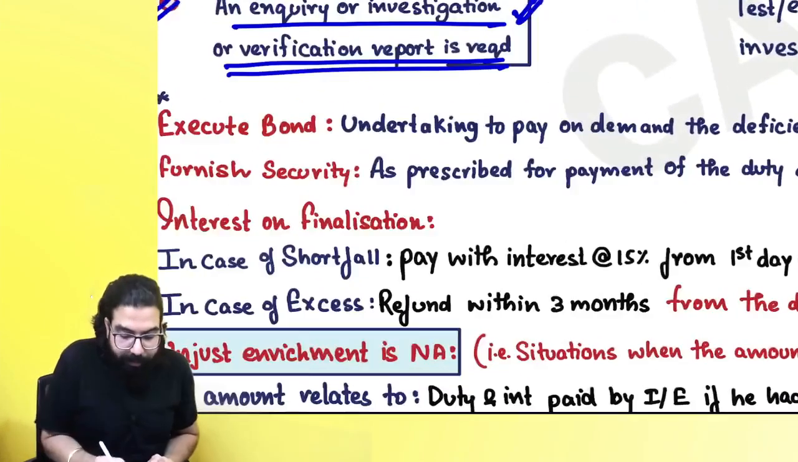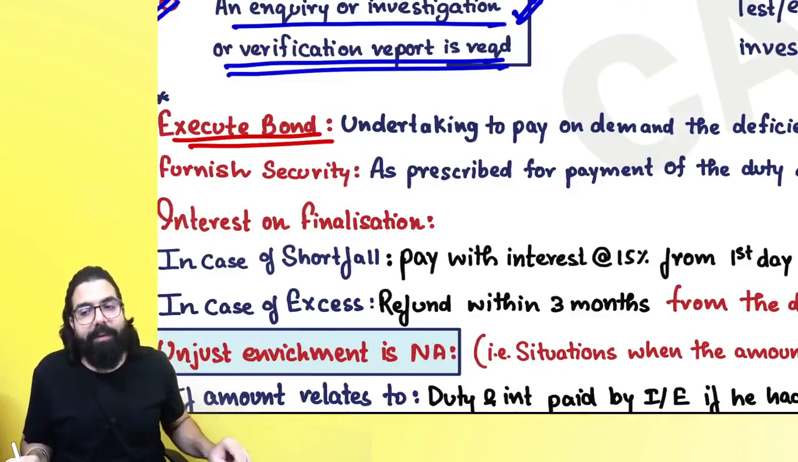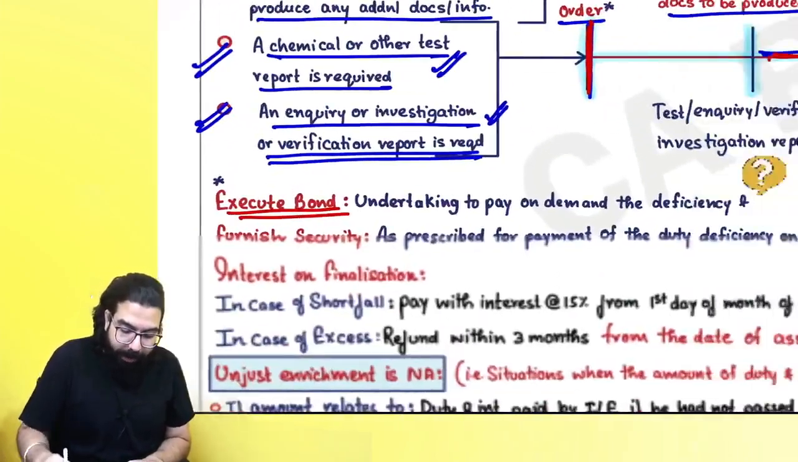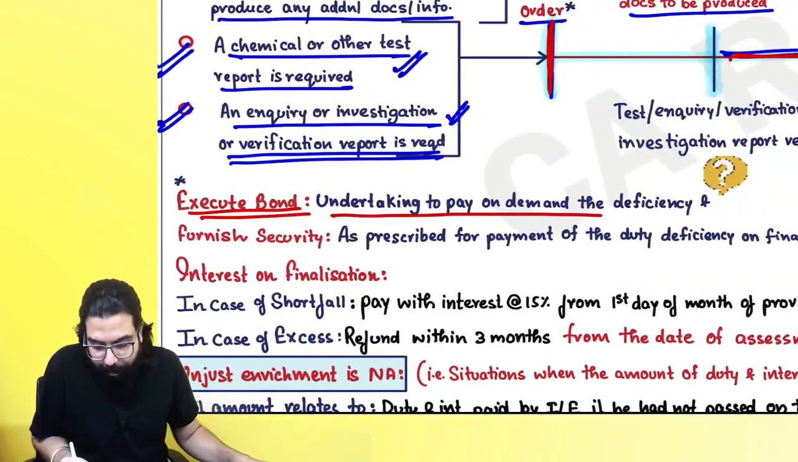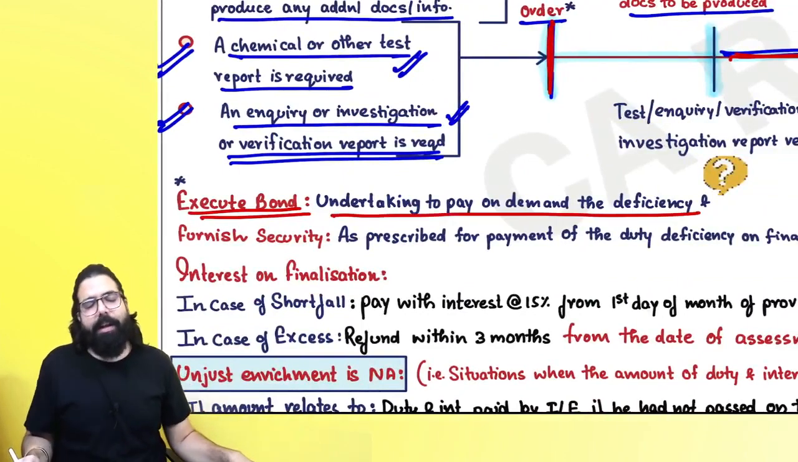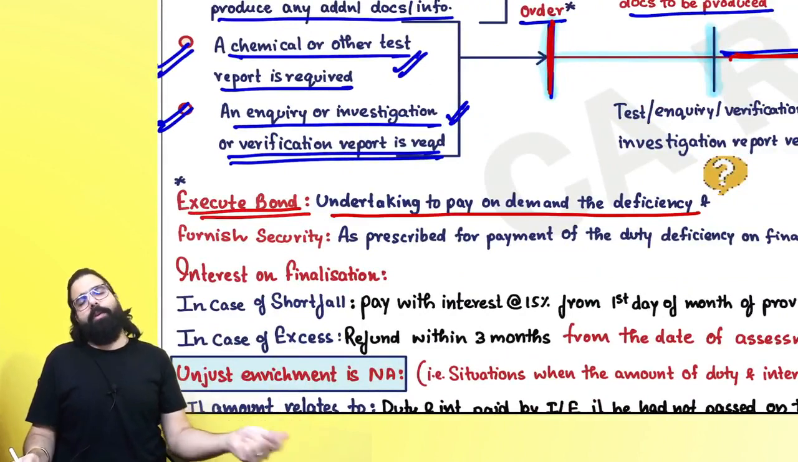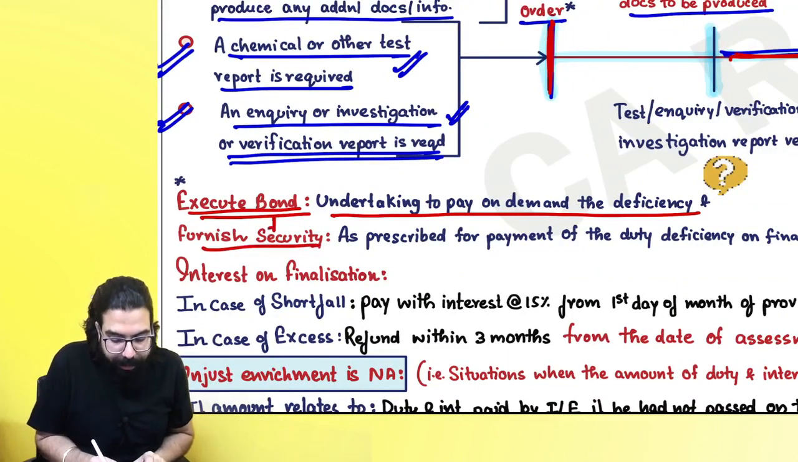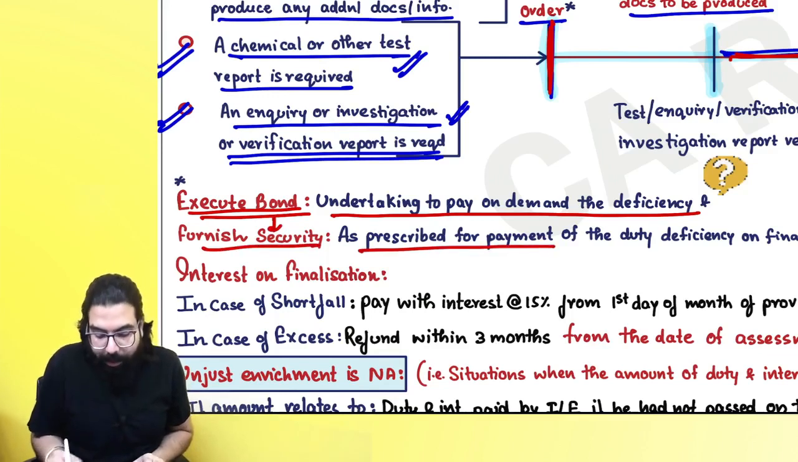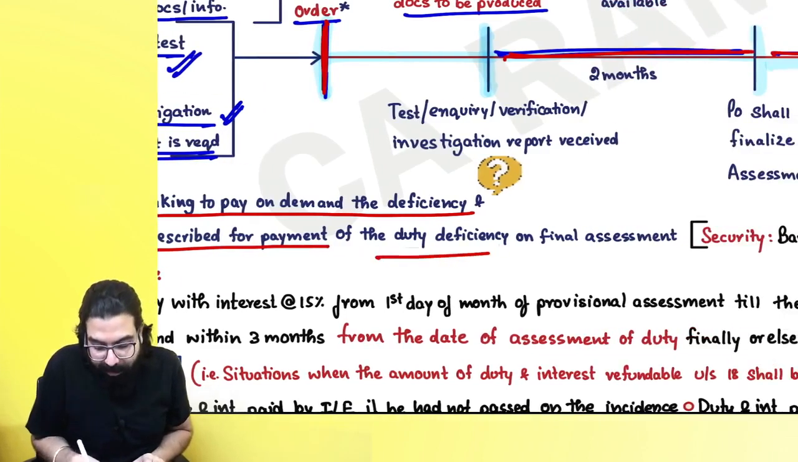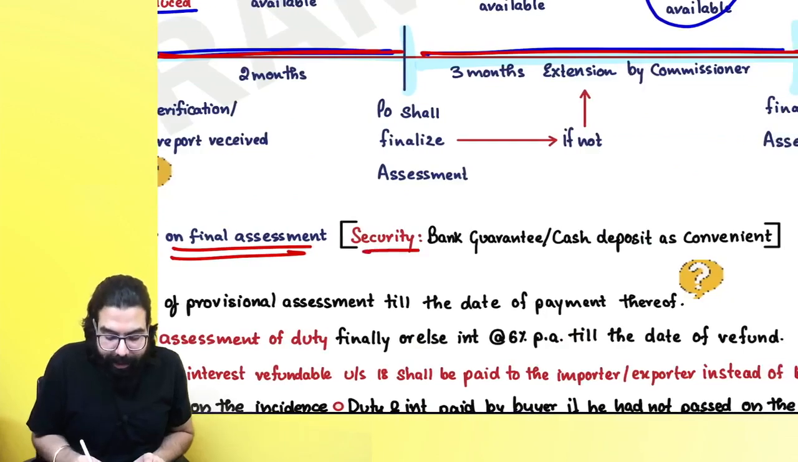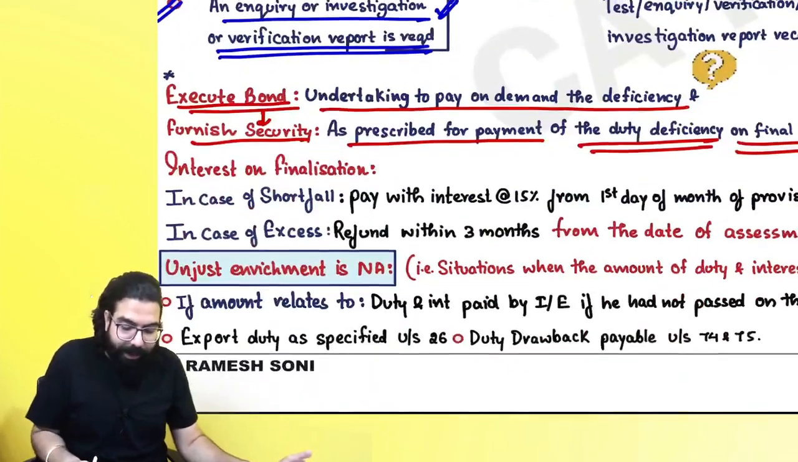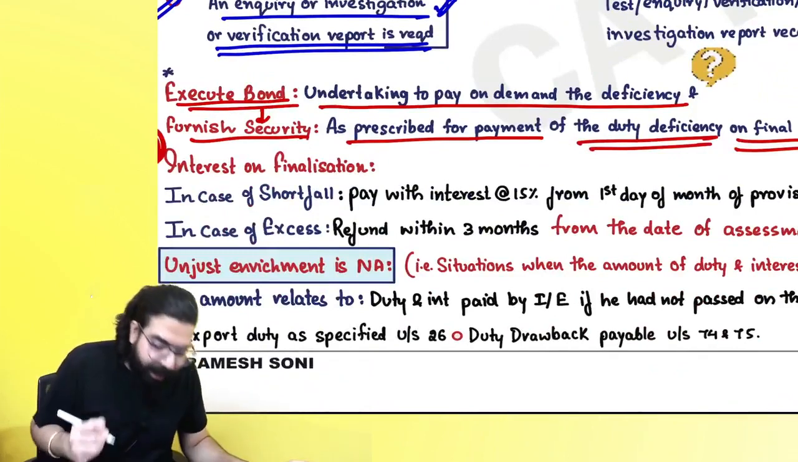Everyone, when they are giving your provisional assessment, always remember they will take an undertaking to pay the demand on deficiency. It means if later on you have to pay anything, you will have to pay. For that you give us a bond, plus along with the bond you have to give one security as prescribed for the payment of deficiency on final assessment. Security can be a bank guarantee or cash deposit as convenient.